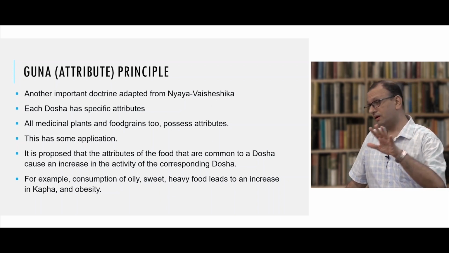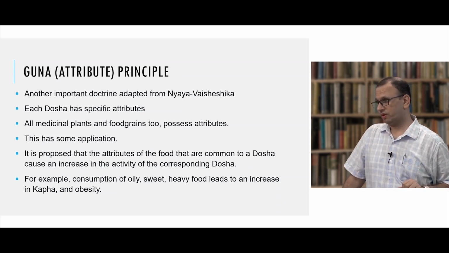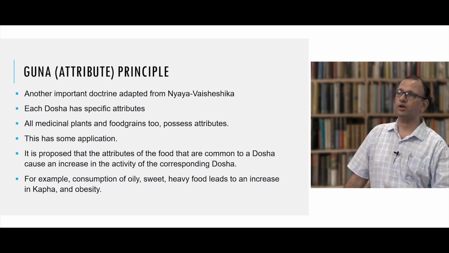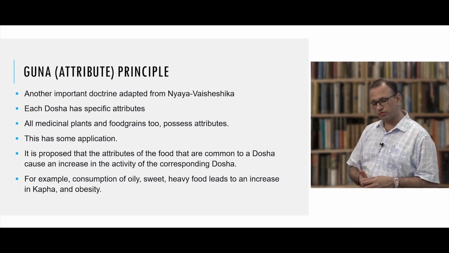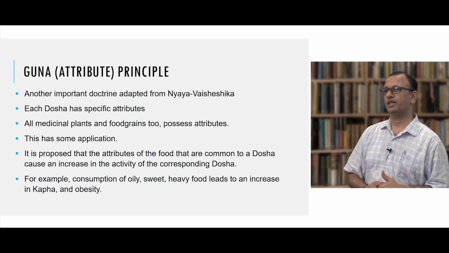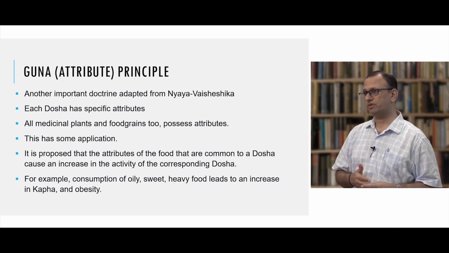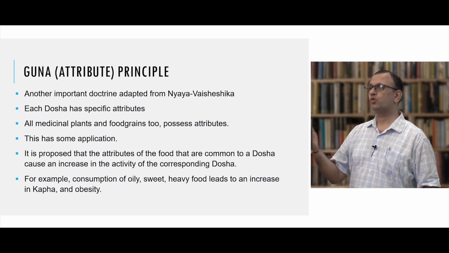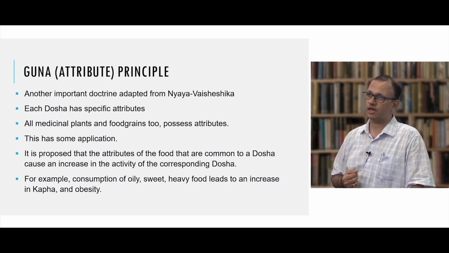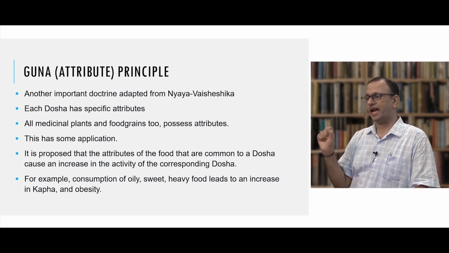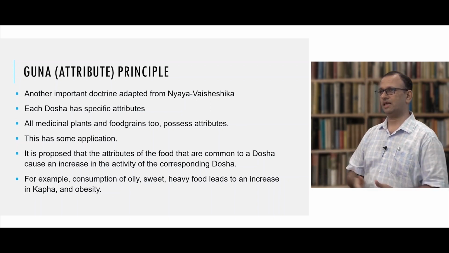Now comes the principle of guna or attribute. So this is another important doctrine. This was also adopted from Nyaya Vaisheshika system. Each dosha has specific attributes. For instance, tatra ruksho laghu shita khara sukshmashchalo nilaha. Right? So for vata, pitta and kapha, there are specific attributes that have been ascribed.